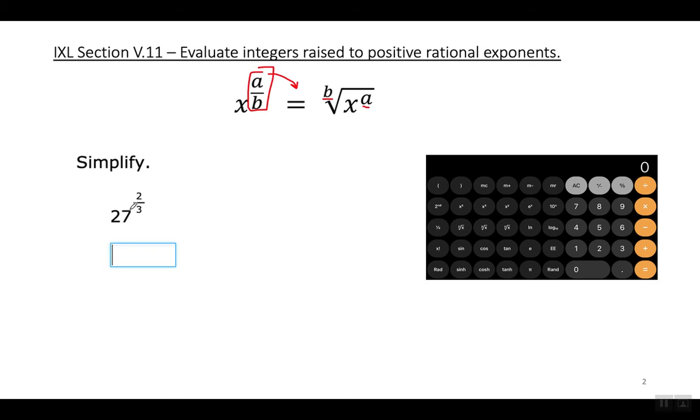So as you can see, I have an example here. If I want to rewrite that with a radical sign, okay, the 27 goes right here. Now the 2 over the 3, I just tilt it to the right and let it drop. The 2 is going to drop right here, and the 3 is going to drop right here. Okay, so that's step one.